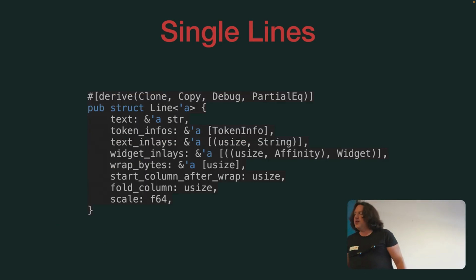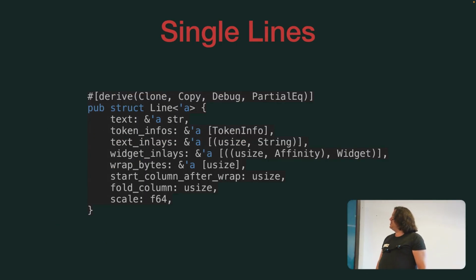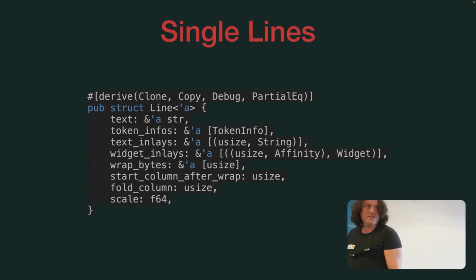So with all that together, you end up with our representation for a single line. There's the text for the line, there's the token information, there's the text and widget inlays, there's the wrap bytes, and whether the next row needs to be indented or not. And there's the fold column and the scale for each line. So that's what our line representation looks like. Does all of this make sense, or am I going too fast? Great.